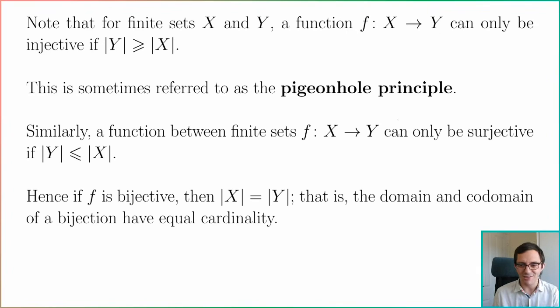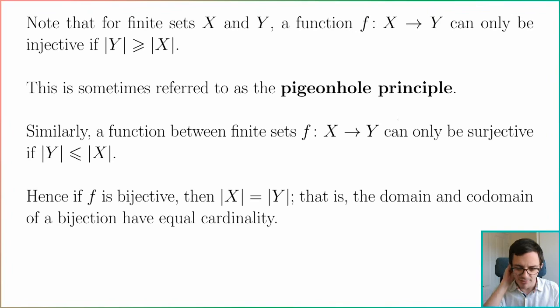Similarly, a function from x to y, and I might not spell this one out so much, can only be surjective if, the other way around, the cardinality of y is less than or equal to the cardinality of x. If you have to reach everything in y, then let's hope there's not too many things in y. So if f is bijective, then both. So the cardinalities must be the same. So this gives you a relation between sets to say the domain and the codomain of a bijection must have equal cardinality. Whenever you have a bijection between finite sets, they must be sets of the same cardinality.